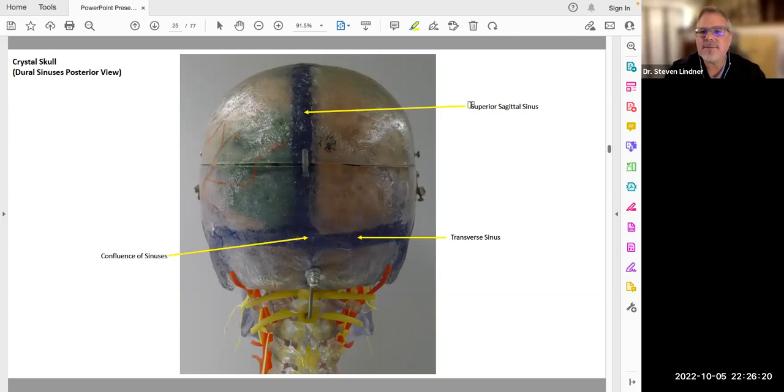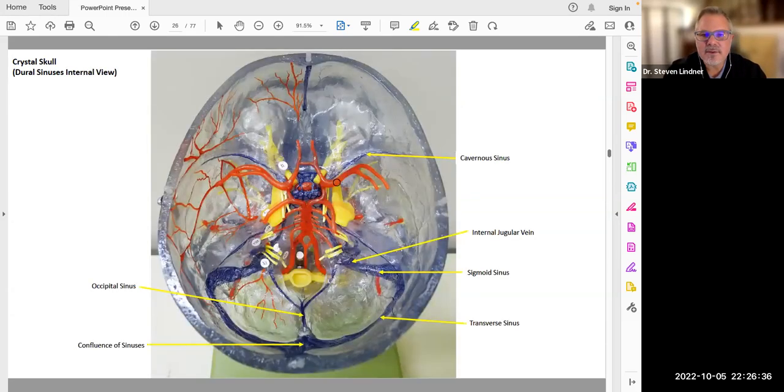Now here's the venous side. So we have the superior sagittal sinus. We have a transverse sinus, and we have the confluence of sinuses right here. Again, you can see the Circle of Willis, but then we can see the transverse sinus, the confluence of sinuses. This is like the bird's eye view looking down. Here's the sigmoid sinus. And all of this is going to end up draining eventually into the right and left internal jugular. And the internal jugular is going to come down and find its way into the right and left brachiocephalic vein. The brachiocephalic leads into the superior vena cava. Right here in the center is the occipital sinus.